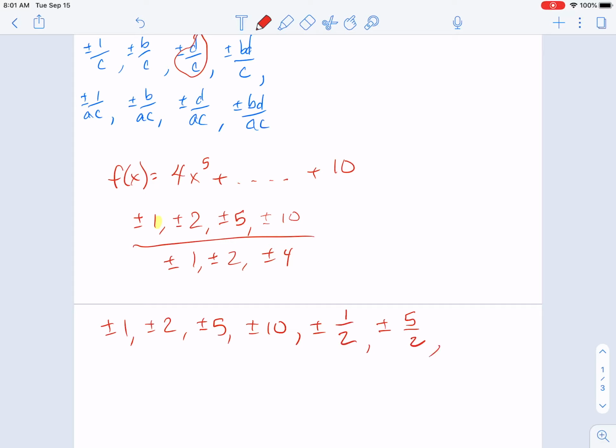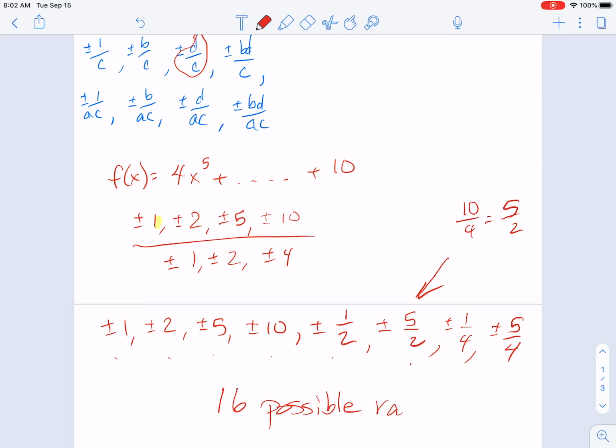Then I have plus or minus 1/4. 2 over 4 is 1/2, which I already have. 5 over 4, plus or minus 5 over 4. 10 over 4 reduces to 5 over 2, which I already have right here. And so there's 2, 4, 6, 8, 10, 12, 14, 16. There's 16 possible rational roots.